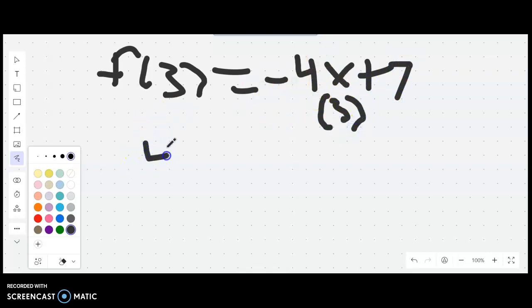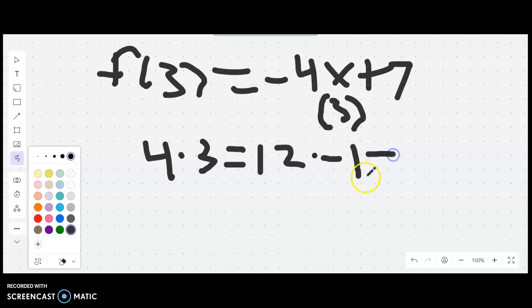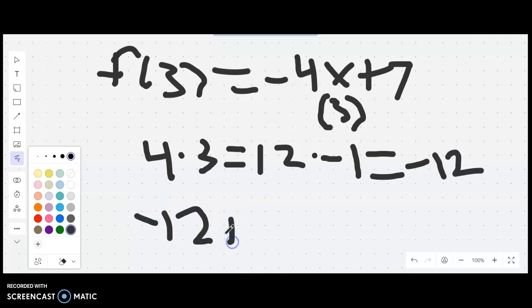So we know that 4 times 3 equals 12. Pretty sure you guys can figure that out relatively easily. But since we add the negative, we also multiply it by negative 1 as well. So that will equal negative 12. And what we're left with is negative 12 plus 7. And if you do basic math, that should just be negative 5. So f of 3 in this problem equals negative 5.